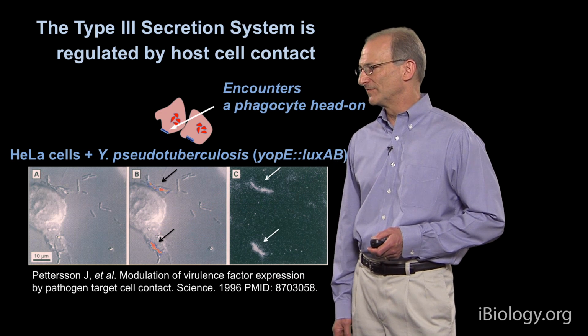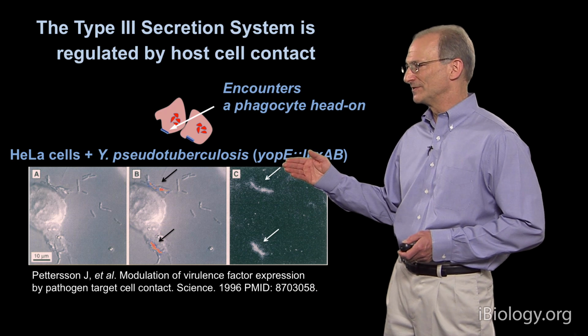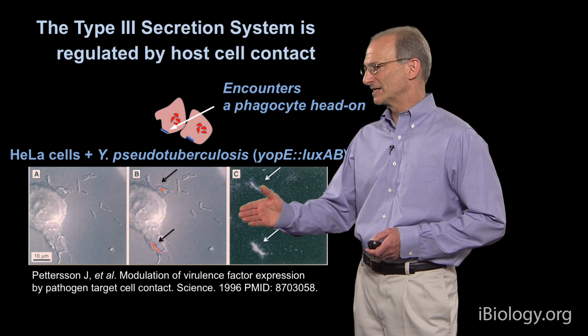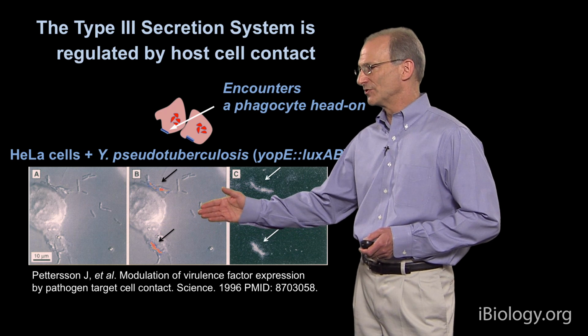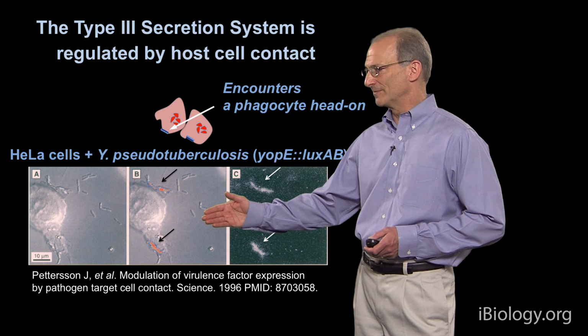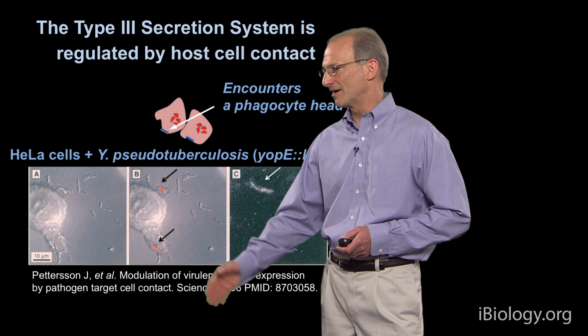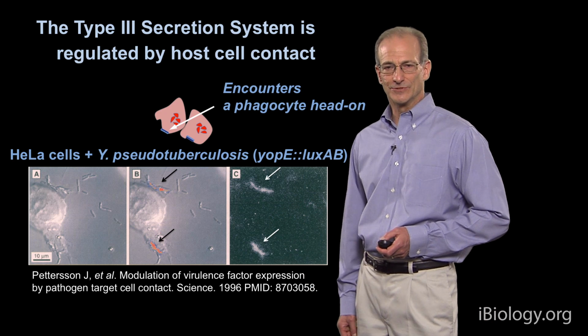In this simple experiment from Wolf-Watz's lab, he takes bacteria in which a luciferase reporter is fused to the gene for YAP, and then incubates it with cultured cells, in this case HeLa cells. And then the bacteria which are associated simply with the extracellular matrix are not turning on this gene, but those which are associated with the cells are. So then what we asked is, is this really what's going on in tissues?